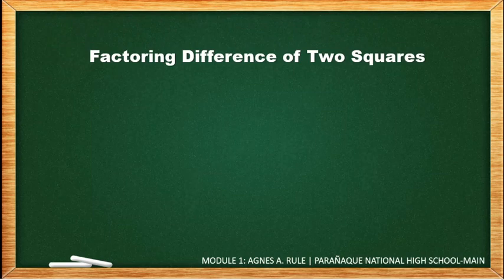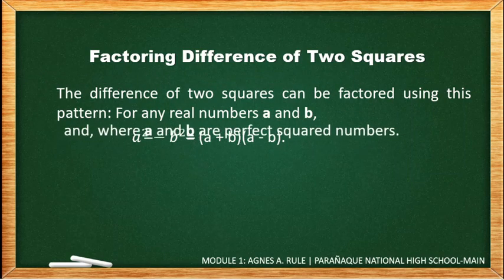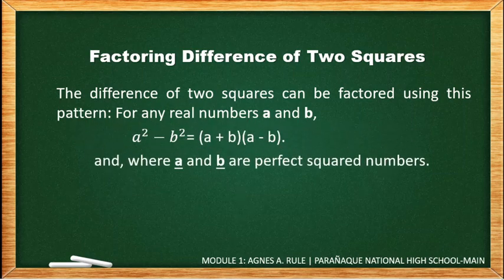Dapat tandaan nyo kung paano kumuha ng squares of a number and square root of a number. Factoring difference of two squares. Okay. The difference of two squares can be factored using this pattern for any real numbers a and b. A squared minus b squared is equal to a plus b, open and close parenthesis, a minus b. Or open and close parenthesis of a plus b times open and close parenthesis of a minus b. And where A and B are perfect squared number. So, ayan ang tinutukoy na A.